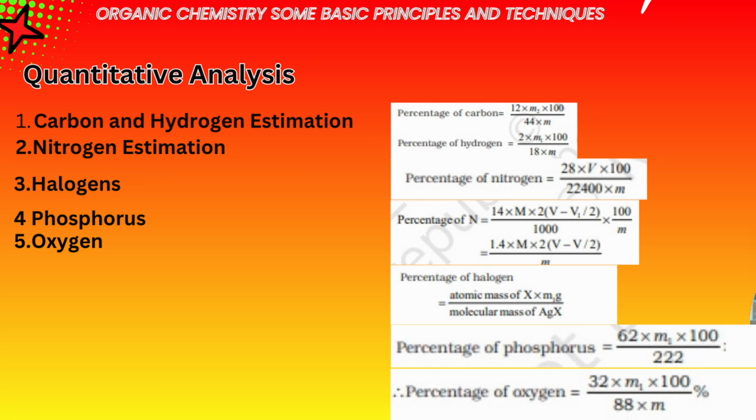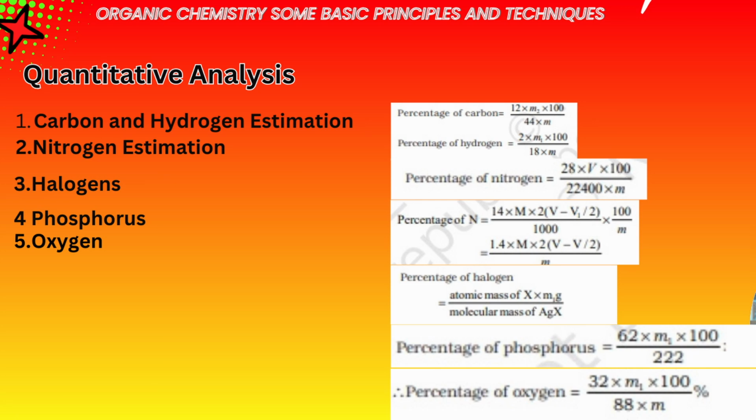100. The compound is heated with sodium peroxide to oxidize phosphorus to phosphate. This solution is boiled with nitric acid and treated with ammonium molybdate. A yellow precipitate of ammonium phosphomolybdate confirms phosphorus. It's a simple yet effective test.